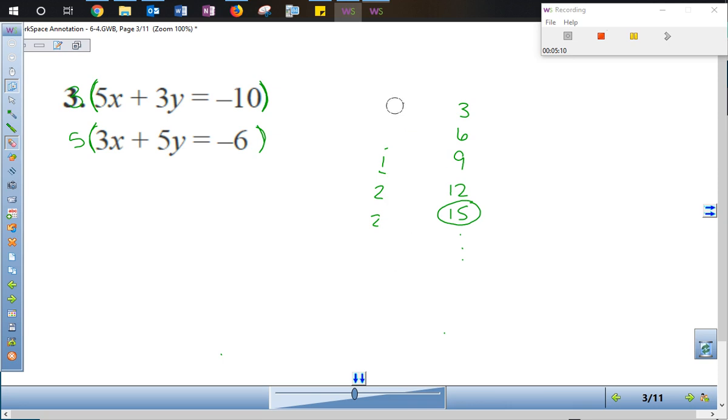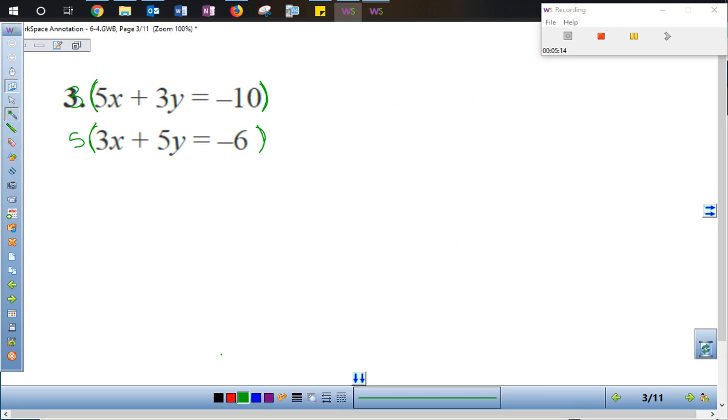Now, just getting them to have the same coefficient isn't quite enough. We also have to get them to have different signs. So that means I'm going to choose one of these guys, and I'm going to make sure that it's negative. So I'm just going to put a negative sign on that top one. Now I can distribute and get my two new equations.